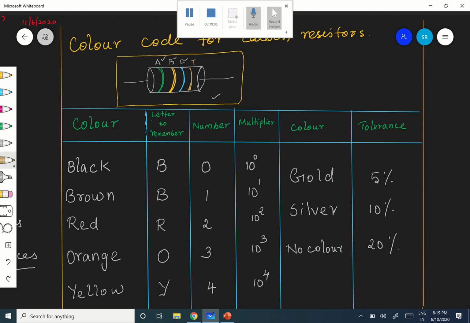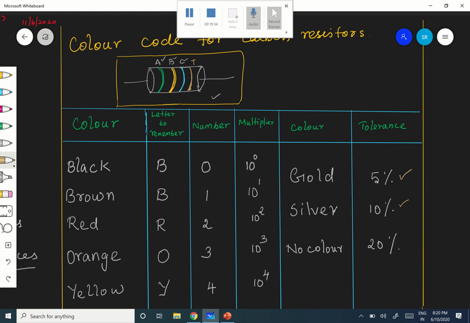What do you mean by tolerance here? See, if the fourth ring is gold, then it has 5% tolerance, plus or minus 5%. Silver means plus or minus 10%, and sometimes only three colors will be there, the fourth ring may not be available. In that case, it has 20% tolerance. So this is how you have to find out the resistance value.